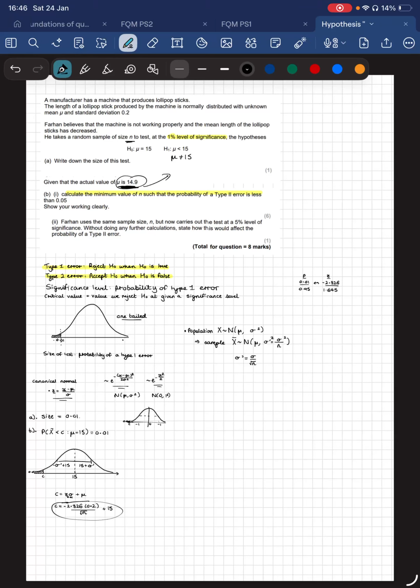Let's consider the rest of the question and why we've chosen that step to do the critical value. So the question is asking us to calculate the minimum value of n such that the probability of a type 2 error is less than 0.5. Now let's interpret what that means.